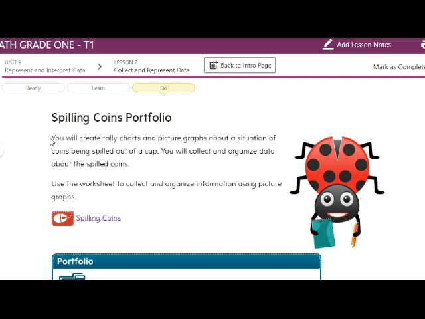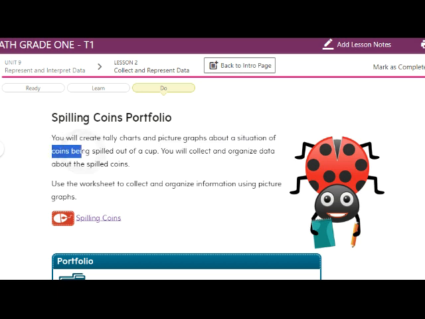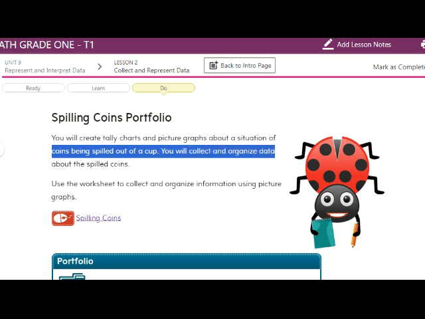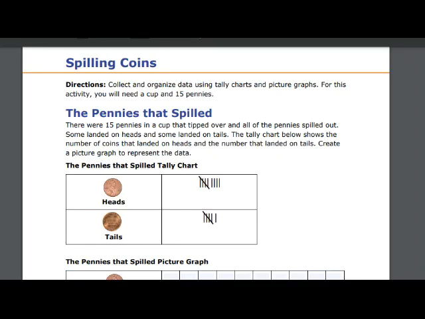Spilling Coins Portfolio. You will create tally charts and picture graphs about a situation of coins being spilled out of a cup. You will collect and organize data about the spilled coins. This is the worksheet that you'll click on and then print out. Let's look at your worksheet together.